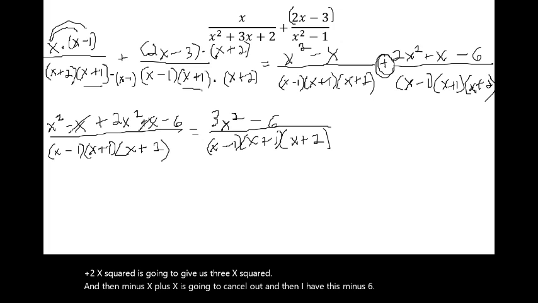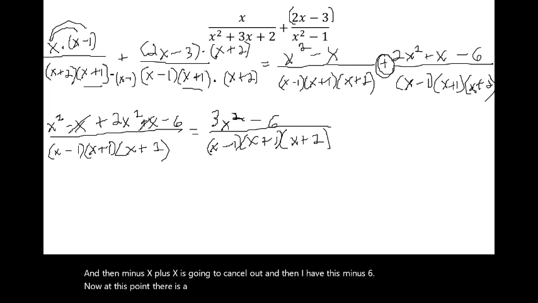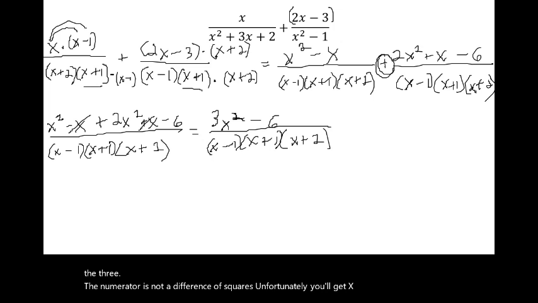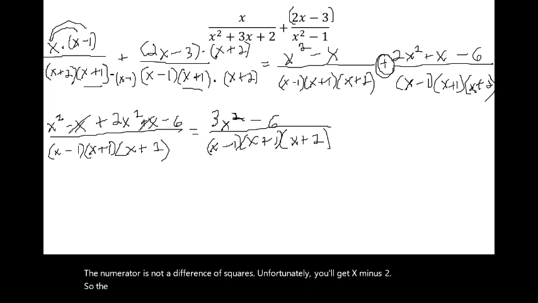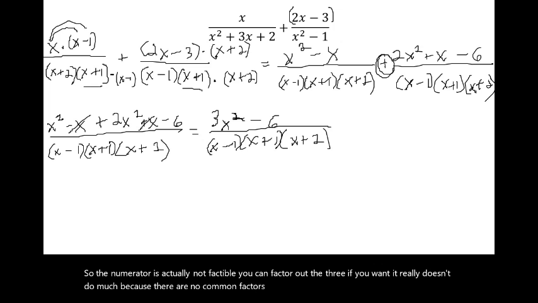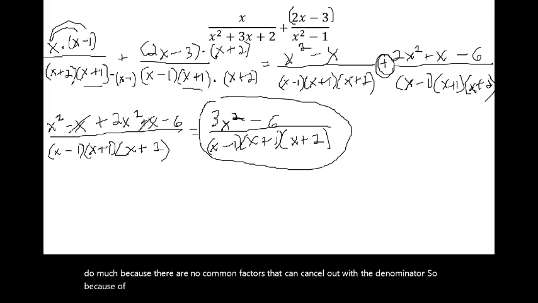Now at this point, yeah, there is a common factor in the numerator of 3, but even if you factor out the 3, the numerator is not a difference of squares, unfortunately. You'll get x minus 2. So the numerator is actually not factorable. I mean, you can factor out the 3 if you want. It really doesn't do much because there are no common factors that can cancel out with the denominator. So because of that, this is going to be as good as it's going to get. That can be our final answer.